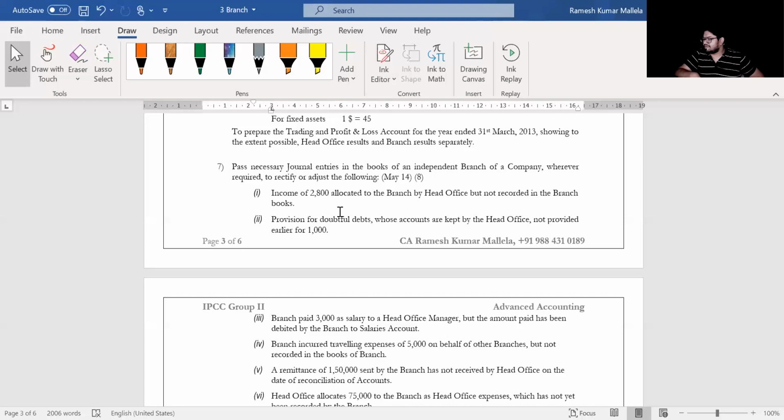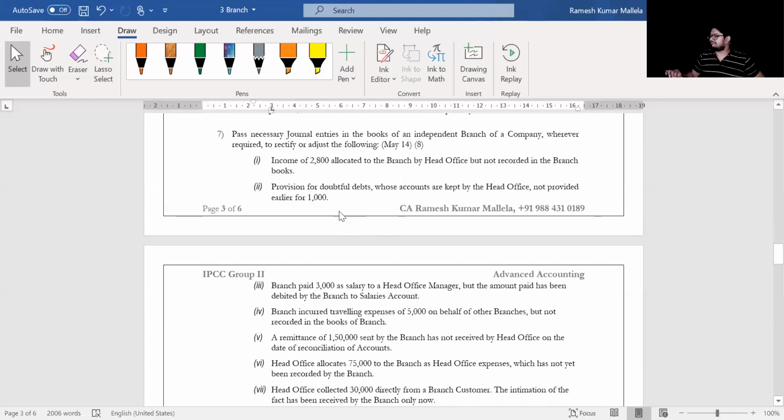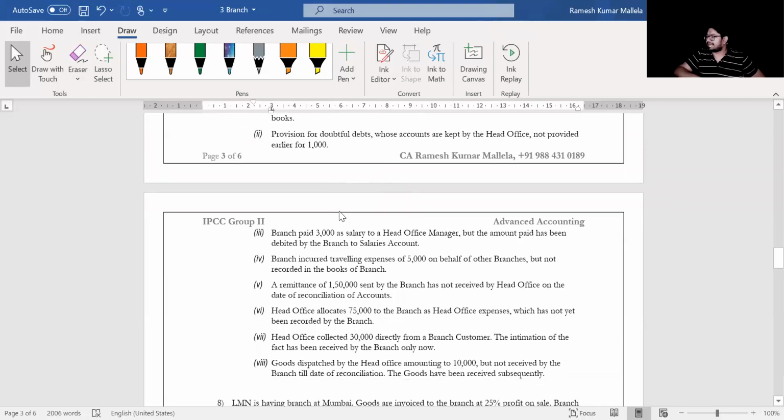Next, fourth item. Branch incurred travel expense of 5,000 on behalf of other branches, but not recorded in the books of branch. That means you incurred for other branches. Though you incur for other branches or for head office, you will record it as if it is for head office only, because head office will take the burden of allocating the expense to each of these branches. So again, there is going to be head office account debit to bank, 5,000.